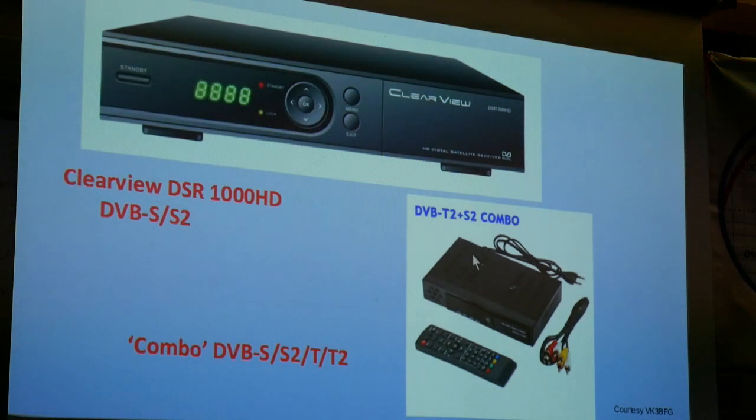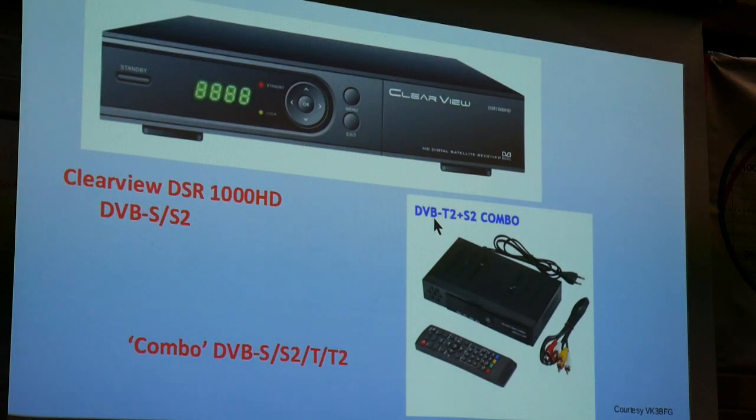These combos were available on eBay when they first came out, and they do everything. T2, S2, they do MPEG-2, H.264. They don't do 265, which would be nice to be future-proof. And they're quite sensitive, actually. They work quite well, those boxes, and that's one of them down there.